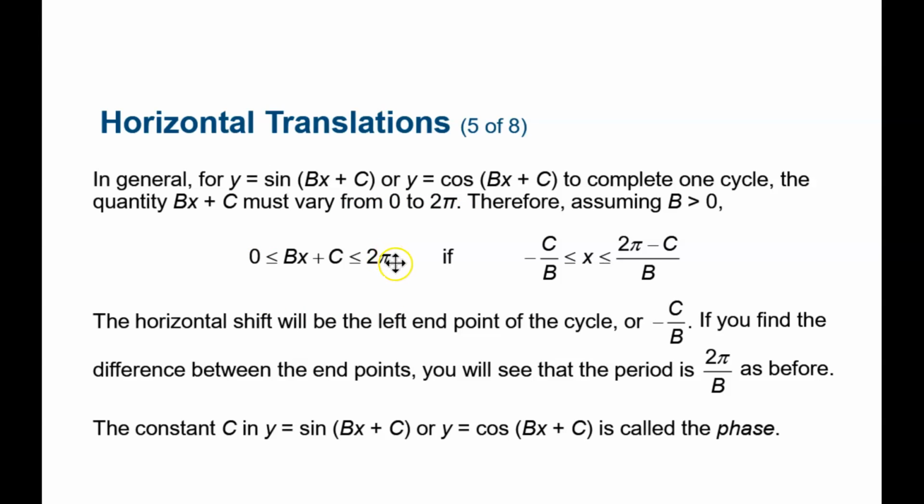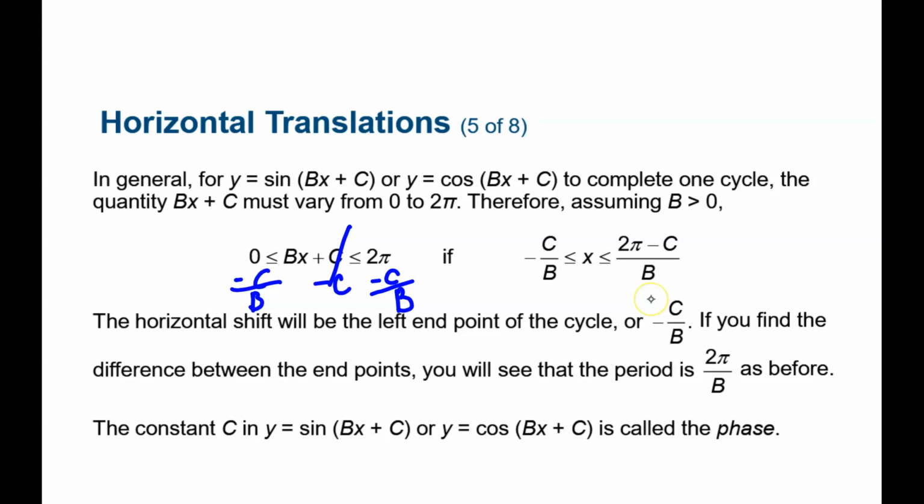Therefore, assuming b is greater than 0, then we get 0 less than or equal to bx plus c less than or equal to 2 pi. Let's simplify: subtract c from both sides and then divide by b. Dividing by b, we get x is from negative c over b to 2 pi minus c over b.